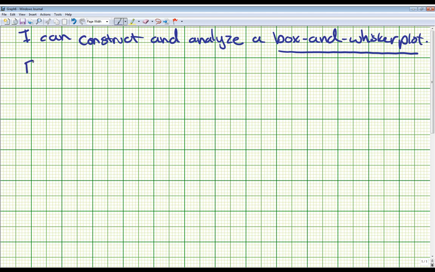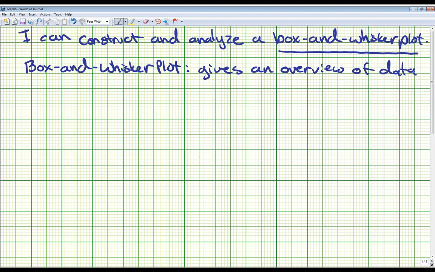So we're going to say box and whisker plot. And it gives an overview of data. So it doesn't really give specific details about every single number on our list. So it gives an example there.